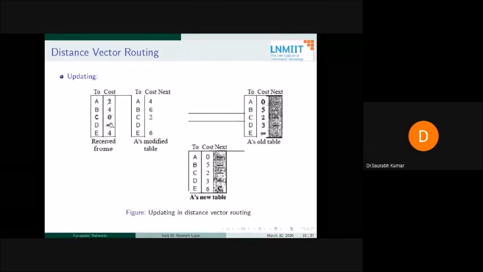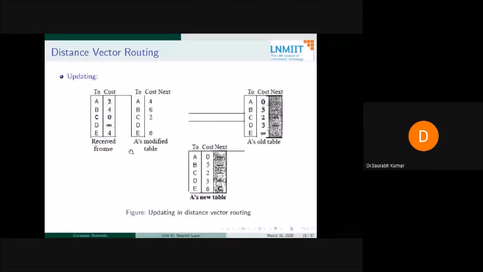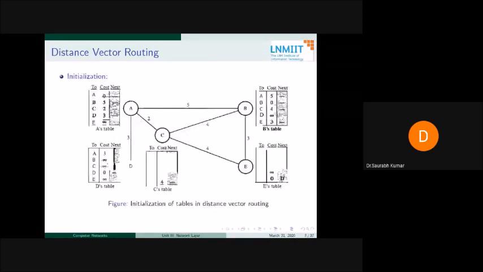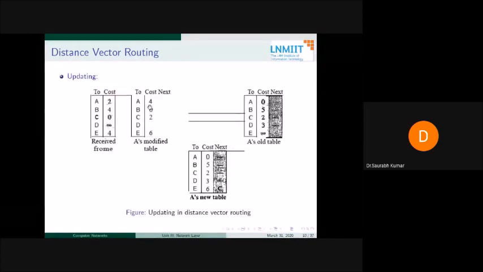Infinity plus the value received from here is infinity, and A's distance is 3. So infinity plus 3 is infinity itself. And finally, 4 is the cost that is received from C, and we had 2 as the distance. So the final one that is got is 4 plus 2, that is 6. So this is A's modified table. Now A's old table, you see it has 0, 5, 2, 3 and infinity. Now what you have to do is compare A's old table with A's modified table, and whichever value is less you have to use.